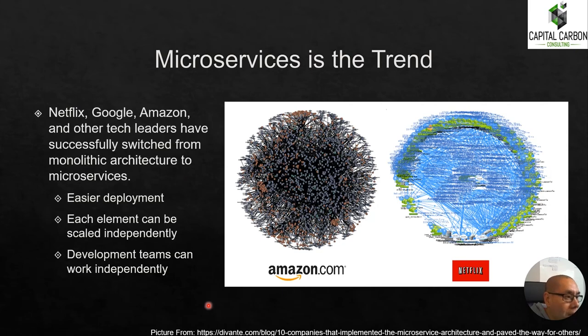There are three significant benefits from microservices. The first one, microservices are easy to deploy. And the second one, each element can scale independently. That means each microservice can have multiple instances. The third one is about the management part. The development team can work independently. These three big benefits make a lot of companies move from monolithic to microservices.